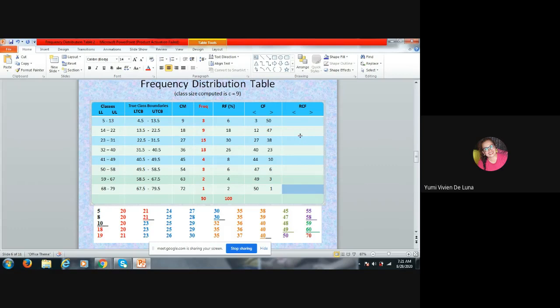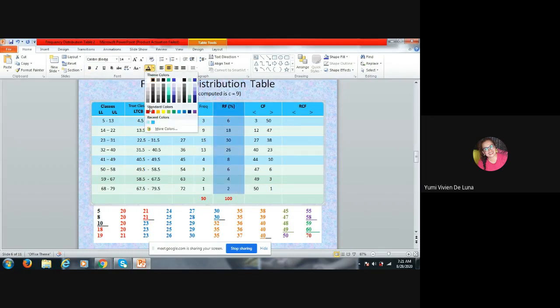Okay, so the last column is the less than and greater than RCF. Pareho lang po yung procedure niya dito sa CF, only that this time, magbe-base po tayo dito sa RF. Okay, so tanggalin ko na po yung highlight nito kasi we're already done with this. Ibalik natin siya sa black. And then, i-highlight ko na po itong RF kasi dyan po magbe-base yun RCF natin. Ayan. Okay, so pareho lang po yung procedure ng ginawa natin sa CF.